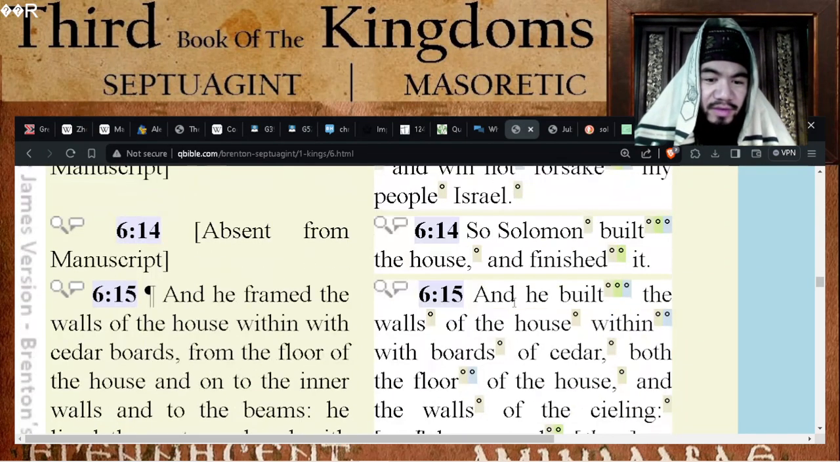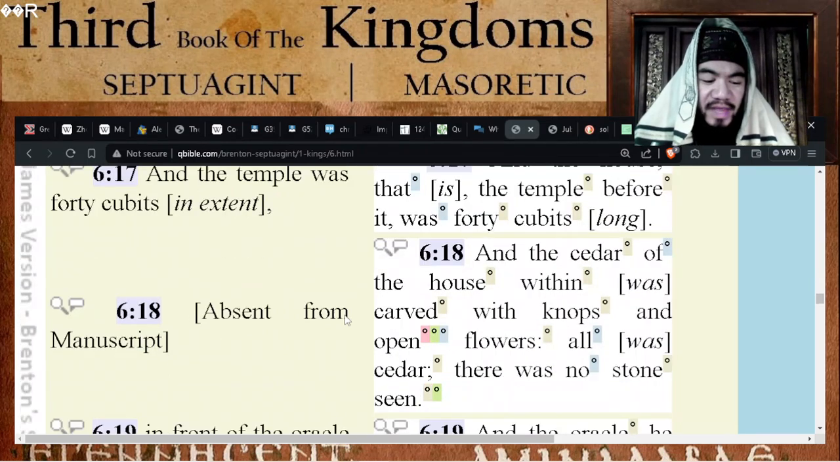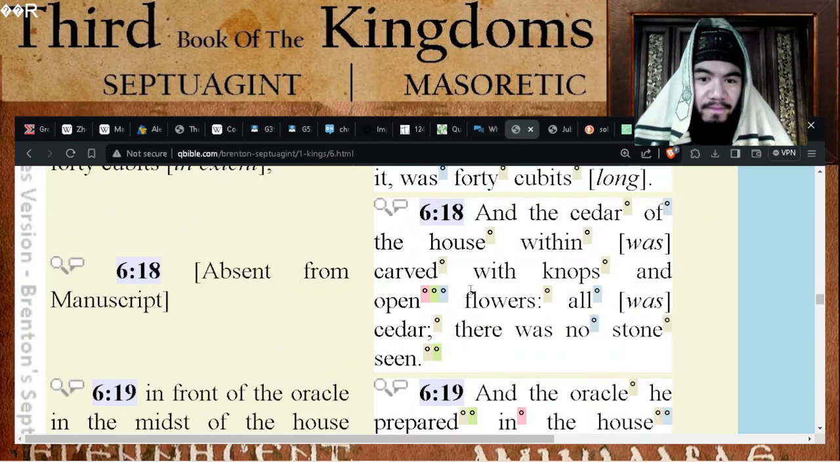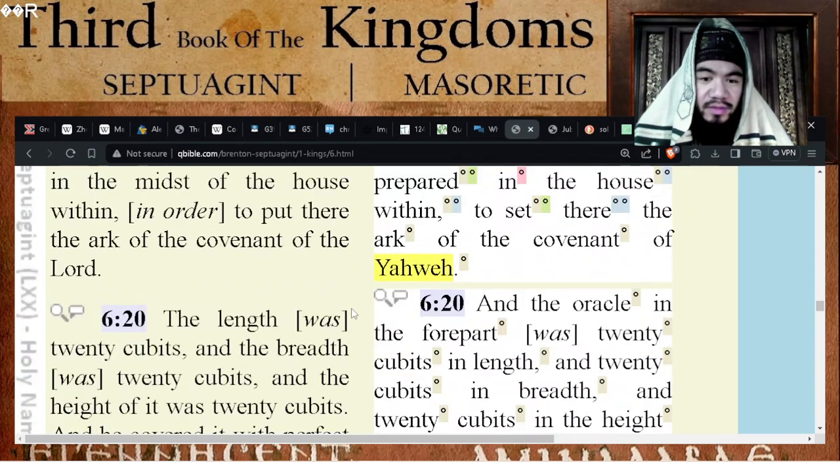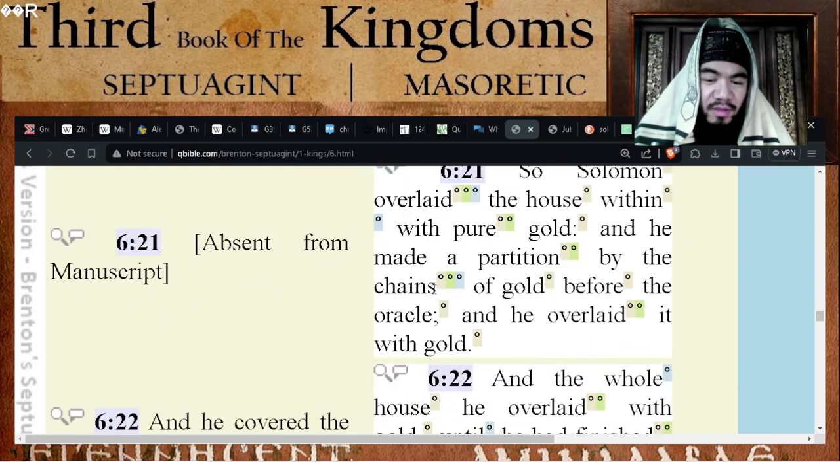Again, verse 15 is just talking about the temple discrepancies, so I won't go over that. In verse 18, the full verse was added, so I'll read that. The cedar of the house within was carved with knops and open flowers. All was cedar. There was no stone seen. And verse 21 was added as well. So Solomon overlaid the house within with pure gold, and he made a partition by the chains of gold before the oracle, and he overlaid it with gold.